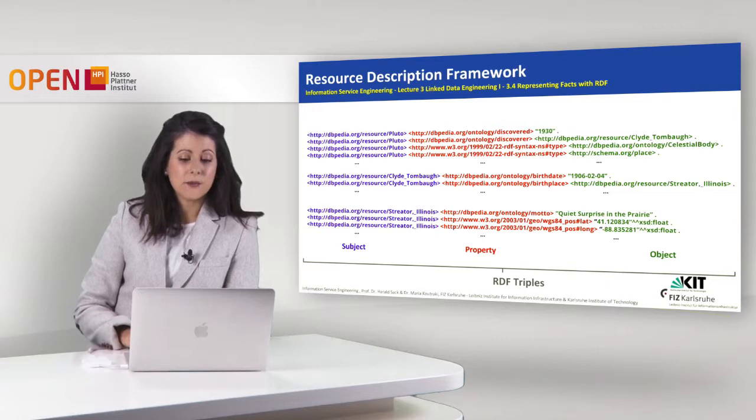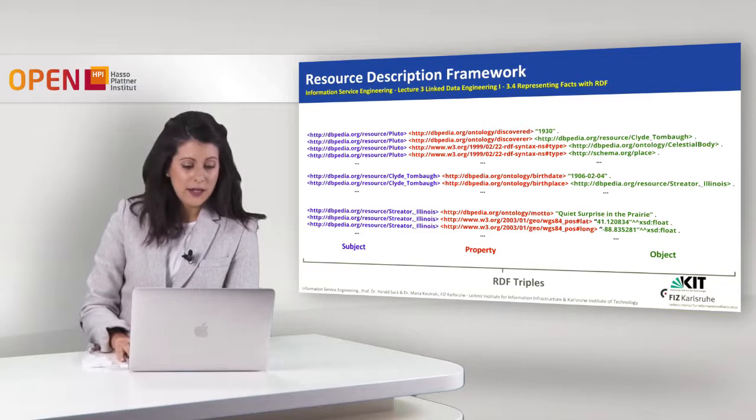And let's see here some RDF triples and try to analyze them. So we see that we have several RDF triples. In the blue color we have the subjects, in the red one we have the properties, and green are the objects. And let's go deeper.